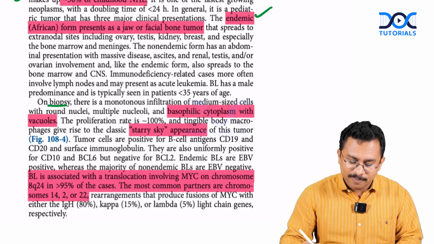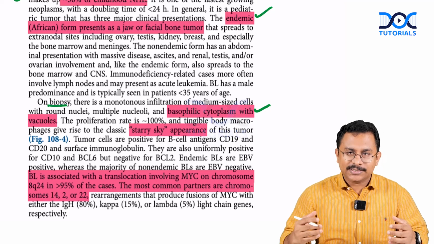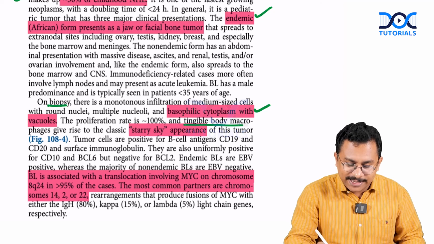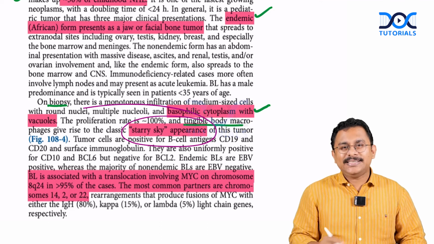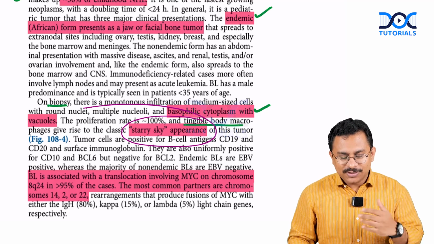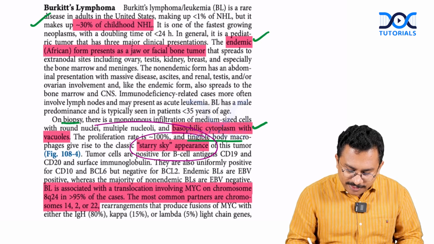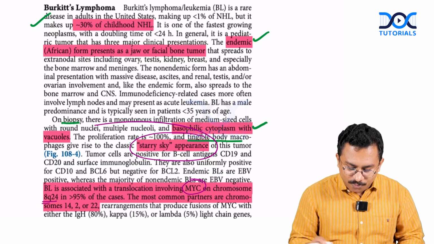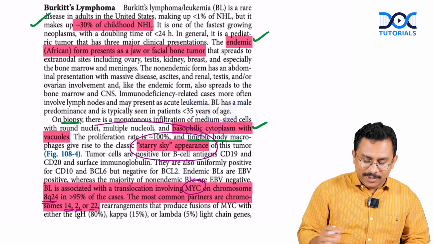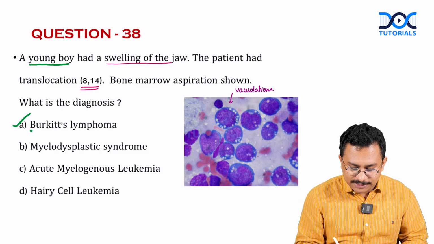What is the important finding on biopsy? Basophilic cytoplasm with vacuoles, and there is a significant proliferation rate. When you get tingible body macrophages, this can lead to a typical appearance known as the starry sky appearance. Commonly they have asked this question also. Starry sky appearance is seen in Burkitt's lymphoma, and the translocation involves the MYC gene located on chromosome 8, and the other chromosomes with which it occurs are 14, 2 and 22. So you can have an 8;14 translocation here. The answer is going to be Burkitt's lymphoma.